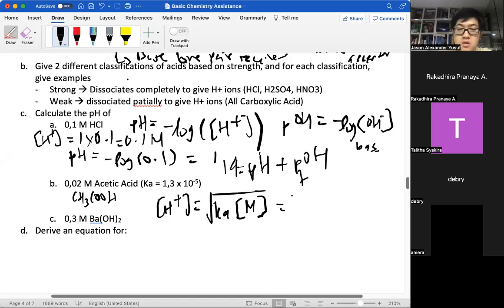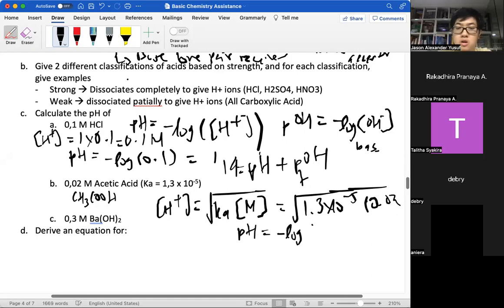And so this is the square root of 1.3 times 10 to the power of -5 times 0.02. And hence, if you put this into the calculator, you'll get the H plus value. Once you get the H plus value, plug it into pH equals negative log H plus concentration, you'll get the pH. But I won't calculate here just to save time.